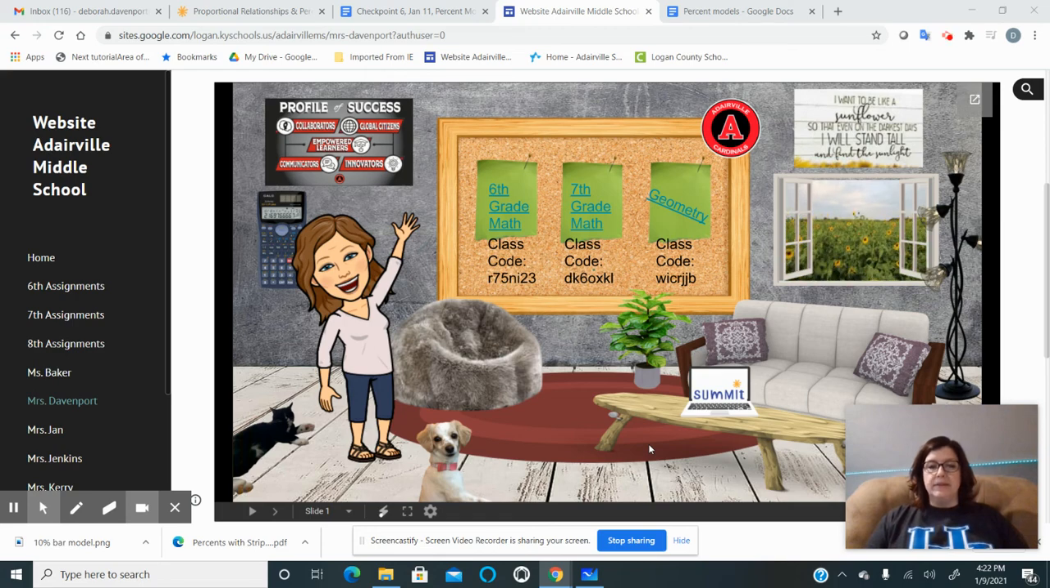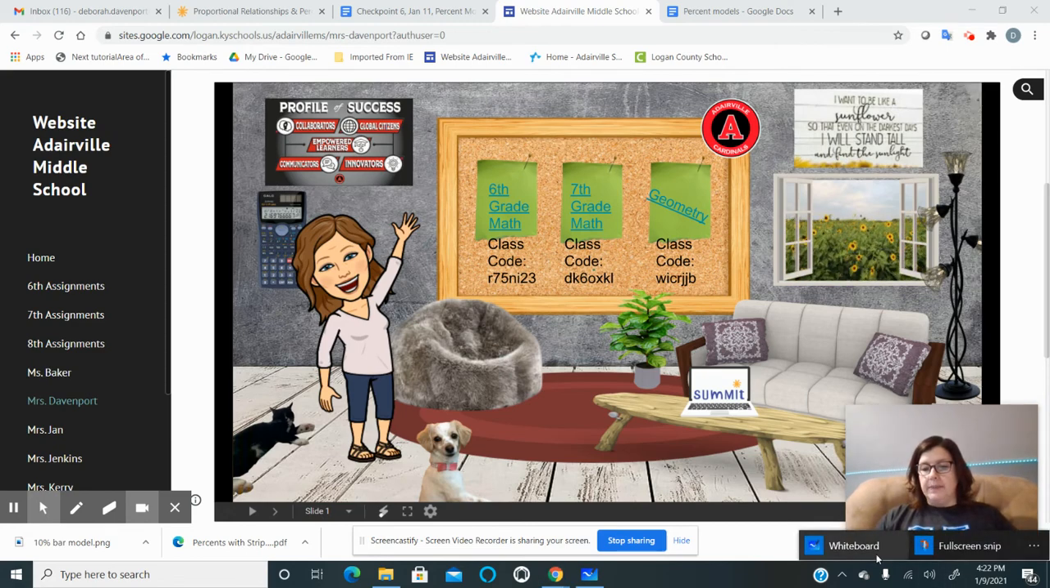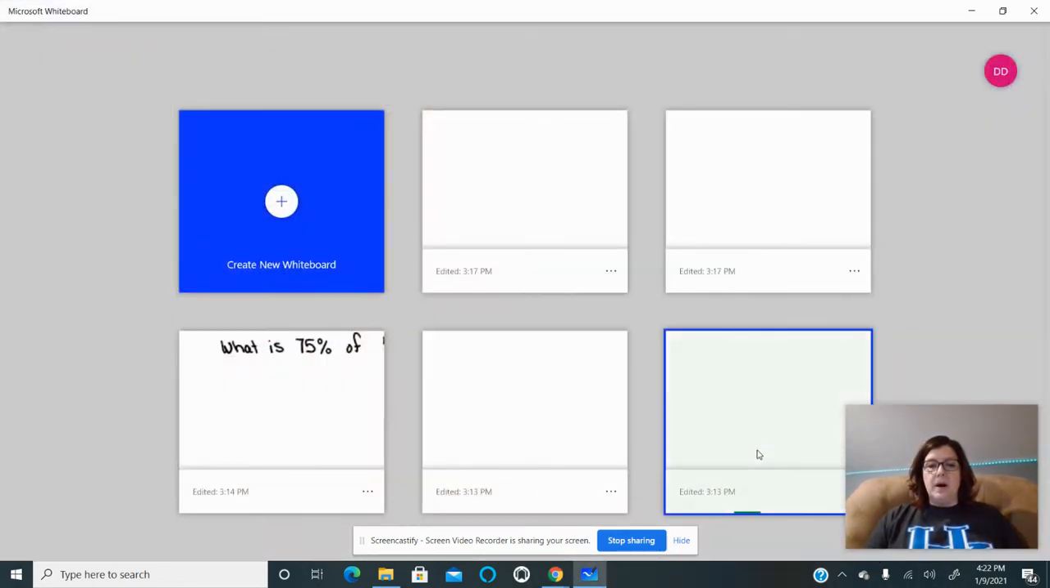Hello, seventh grade math students. We're going to be talking about percents all week. So to start, I'm going to show you a percent model.